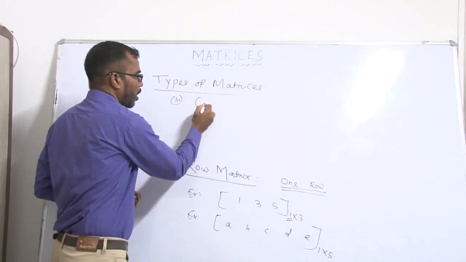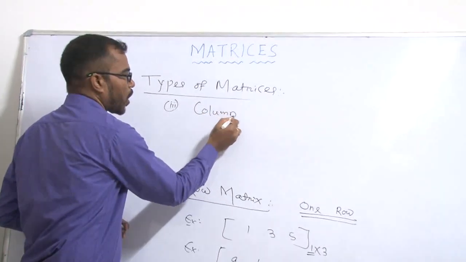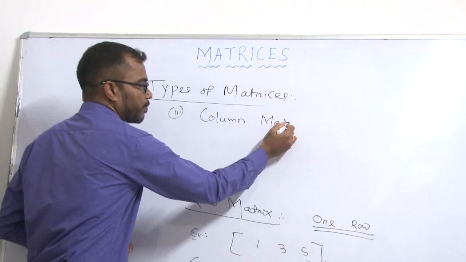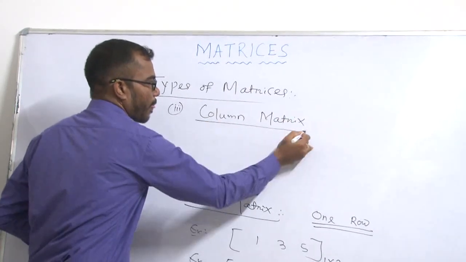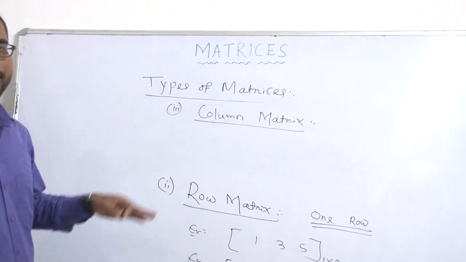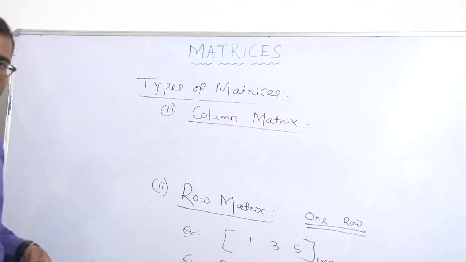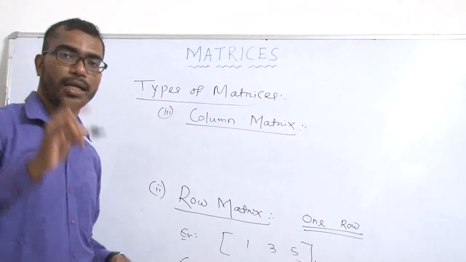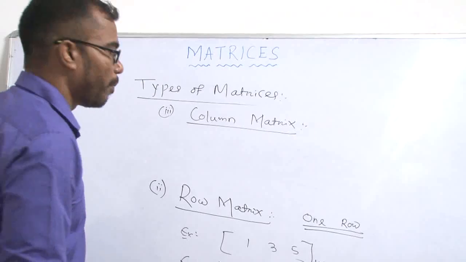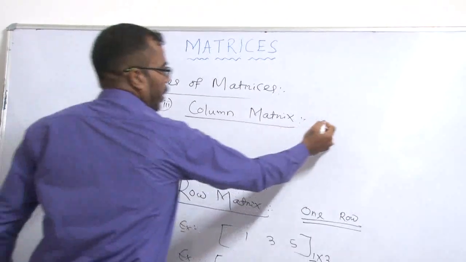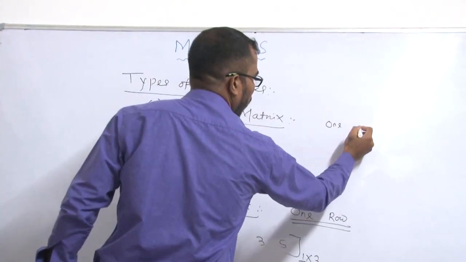And it is column matrix. Column matrix means it is a matrix having only one column. So it is called column matrix. Having only one column.